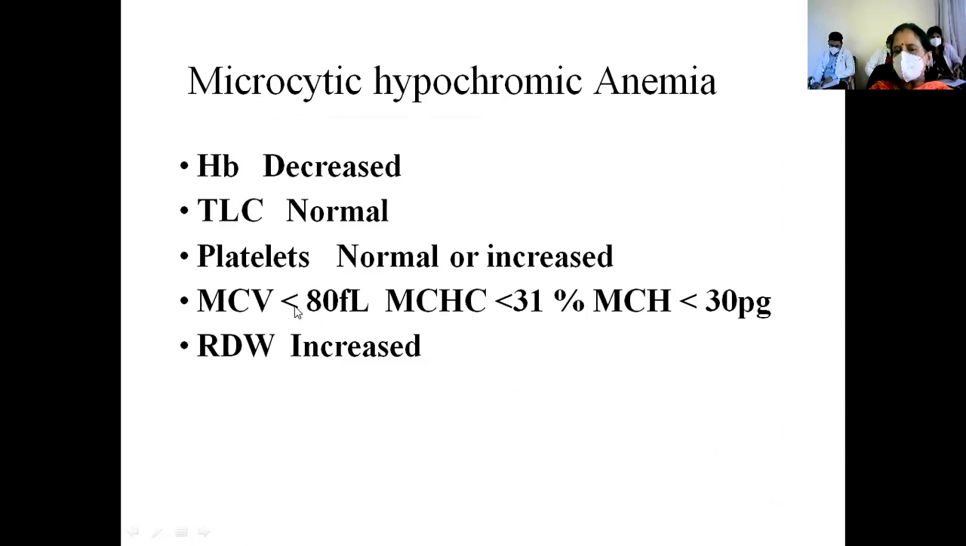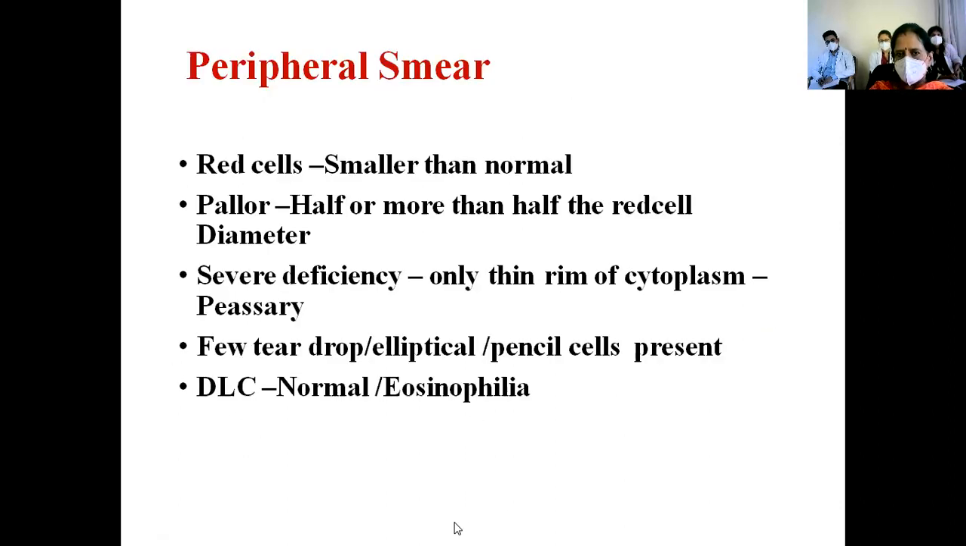Okay. So MCV is less than 80 femtoliters. MCHC is less than 31%. MCH is less than 35. Very easy to remember: all the indices are decreased. RDW, I'll tell you later, is increased here.